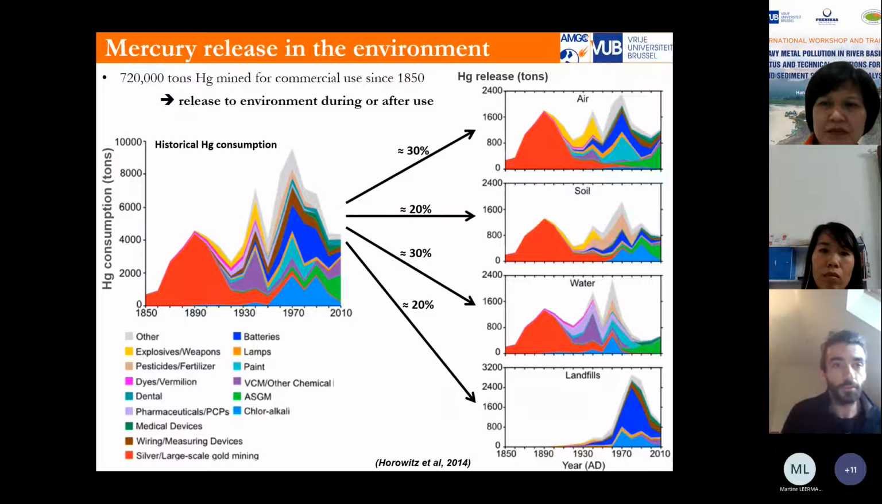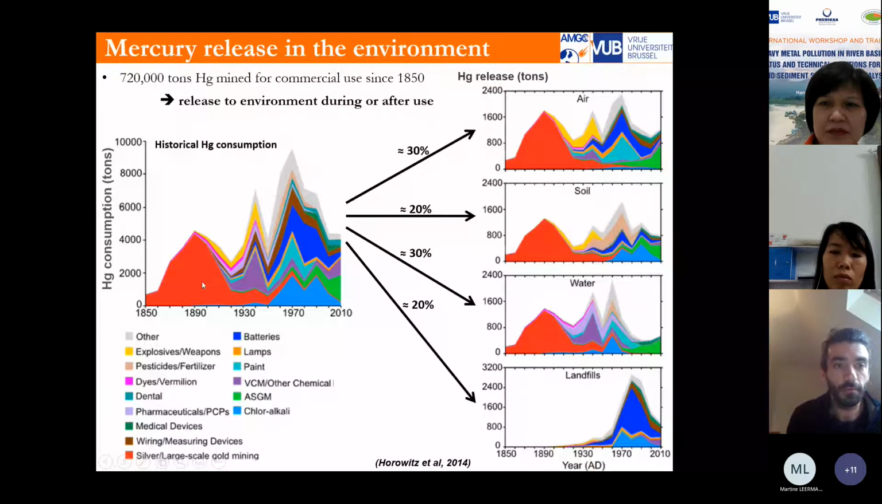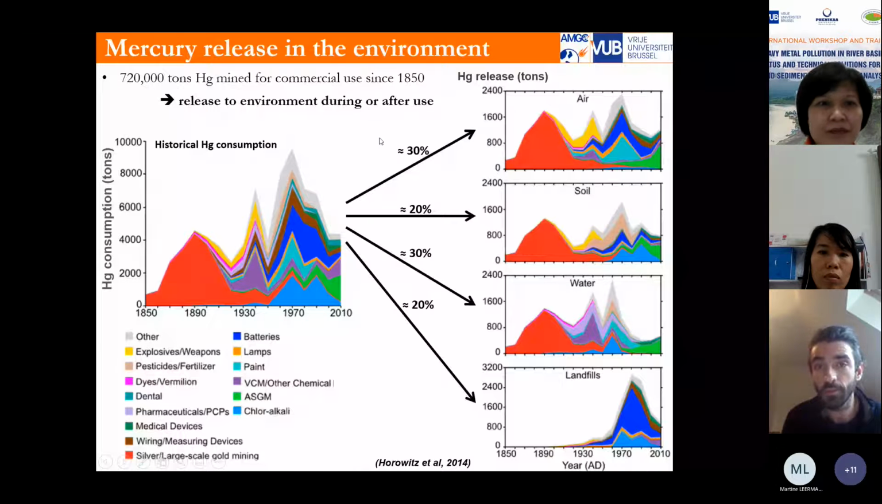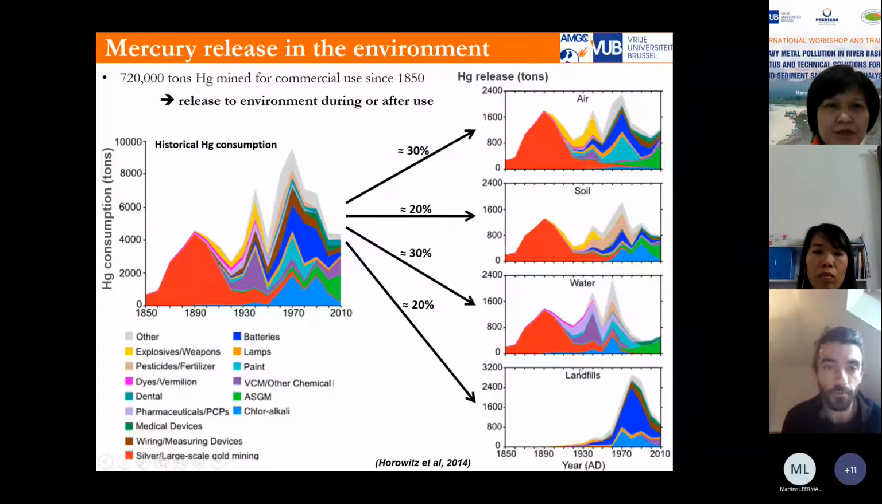So here is a summary of the last 150 years of mercury use. You can see all these uses, and you can see first a big peak that is due to the gold rush in 1850, and then it started to appear with a lot of other things. And after use or during use, this mercury is then released to different Earth compartments, and it's quite well reported between the air, the soil, water, and landfills.